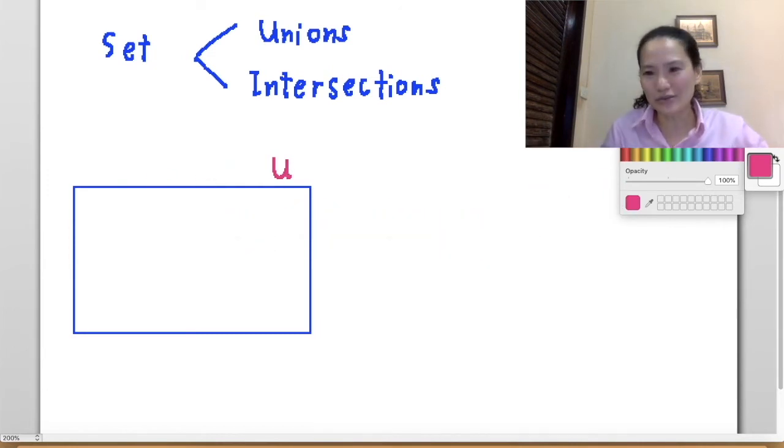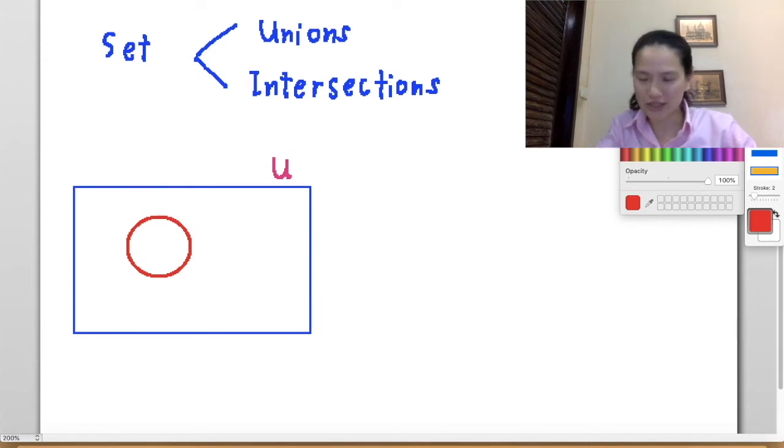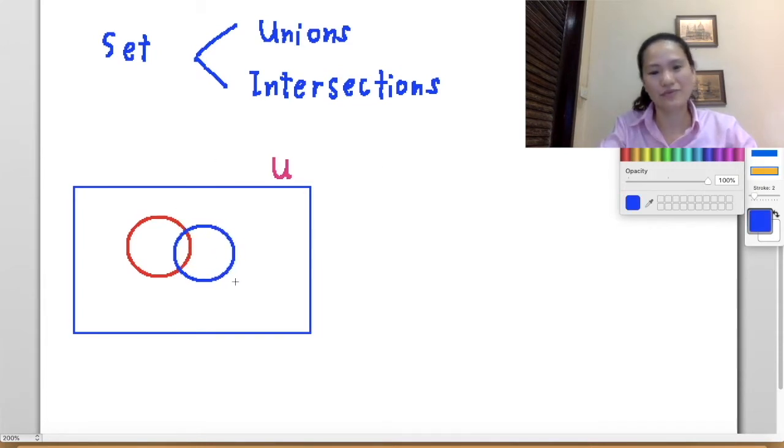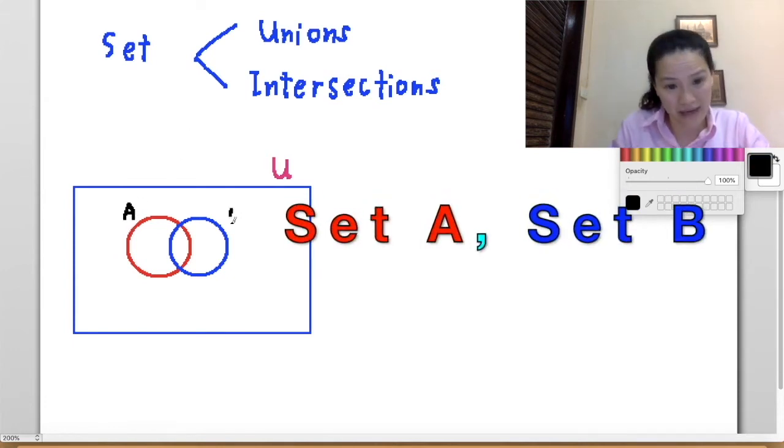Okay, I'm going to write down set A and set B. Which color do you like? How about I put a red like this, and I put B. Which color could B be? For example, this one, blue. Okay. A and B. I give them labels: A, and this one is B.